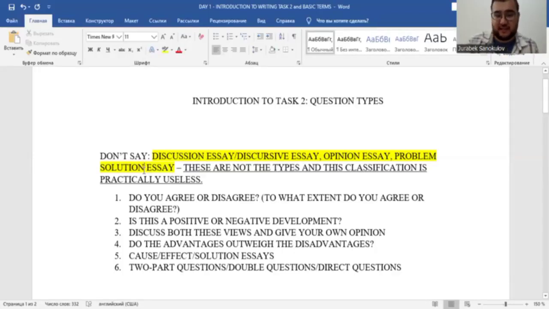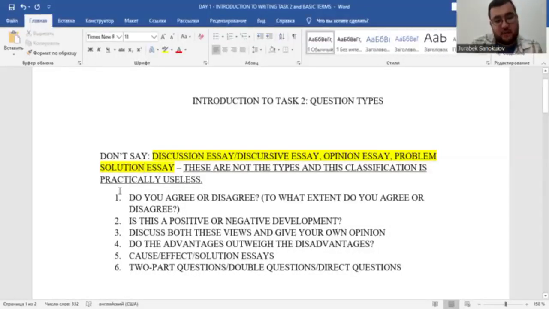I'm going to explain what types of questions you're going to get in the IELTS writing task two, and I'm going to show you the easier classification, and you will learn it this way. And if you learn it this way, it's going to be way easier for you to deal with the classification of IELTS writing task two questions. So these are the types.